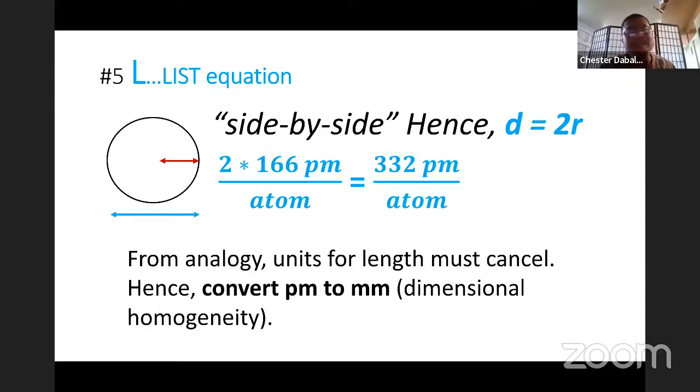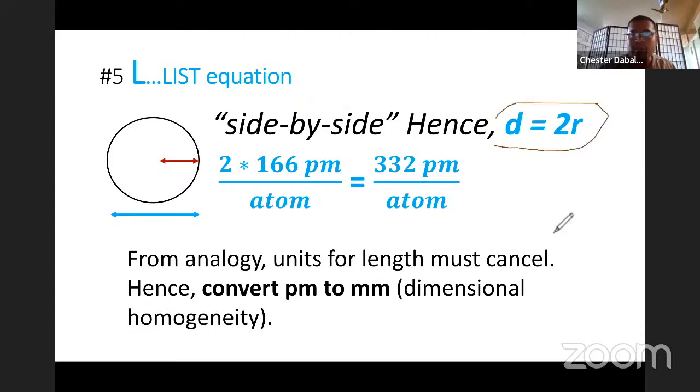Pag sinabing side by side, anong kailangan mo? Diameter or radius? Anyone? Diameter. Very good, Kenneth. Nako, bibigyan kita ng gold medal. Okay, diameter. Pero anong binigay sa problem? Diameter or radius? What was given dun sa gold atom? Radius. Okay, so napakalagang kailangan mo munang gumawa ng equality dito.